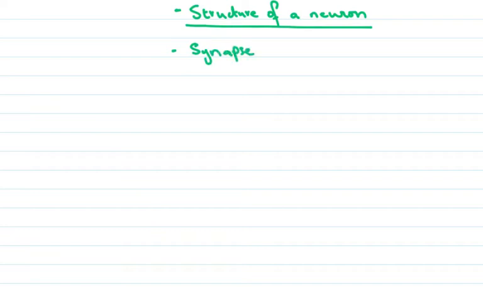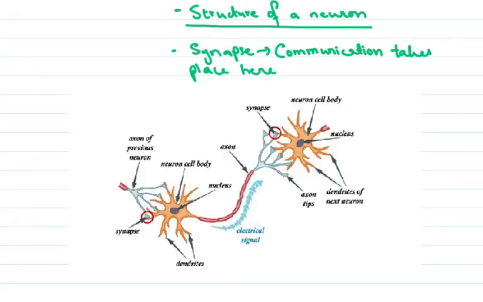Now, previously we talked about how a synapse is the gap between two different neurons, and it is the place where the communication takes place between two neurons. Now, let me show you a picture. So here you have this image in front of you. Now, let me describe to you what this is.